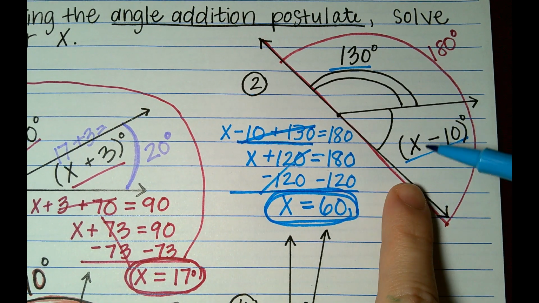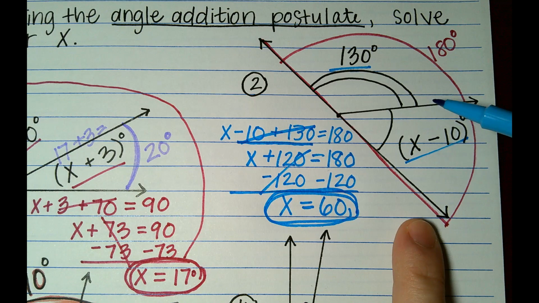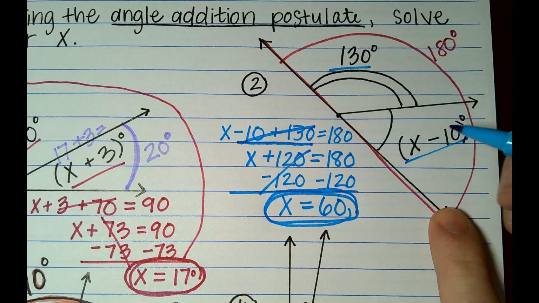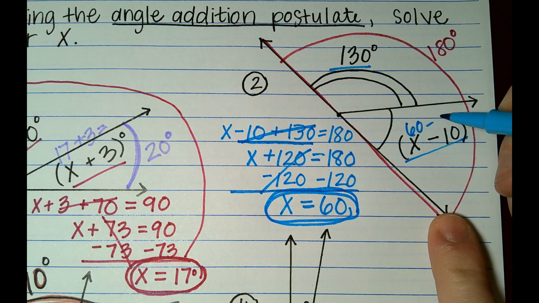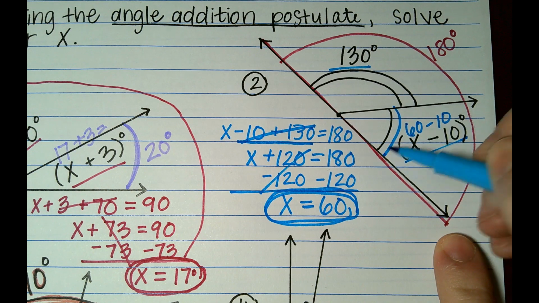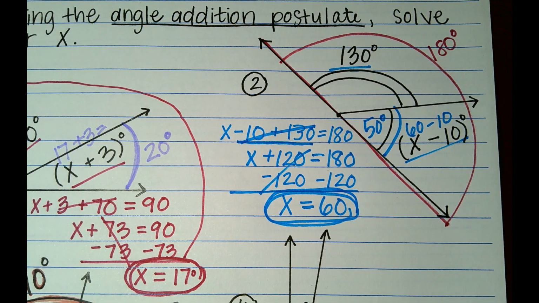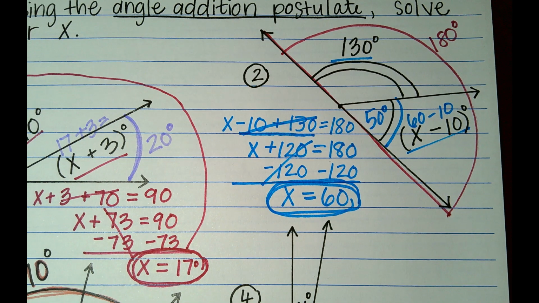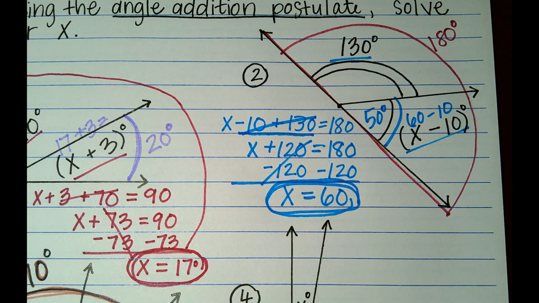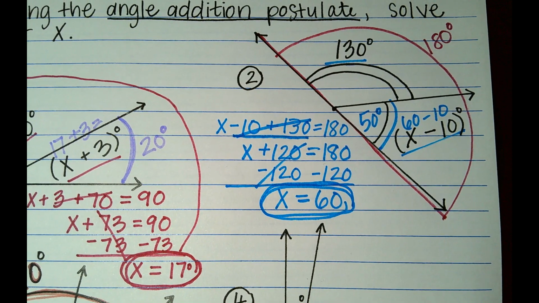So, Jean, thank you. If we wanted to solve for this missing angle, we solved for x. We would just do 60 minus 10. This missing angle is 50 degrees. Again, I didn't ask you for that, but if we wanted to take it a step further, that's how we would do it. Kind of cool.